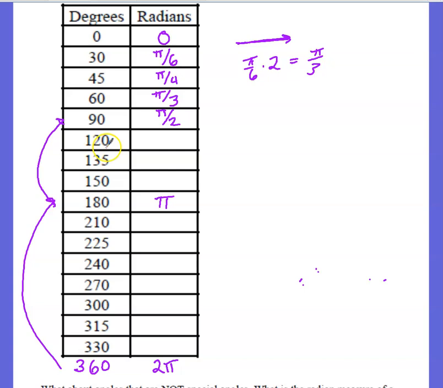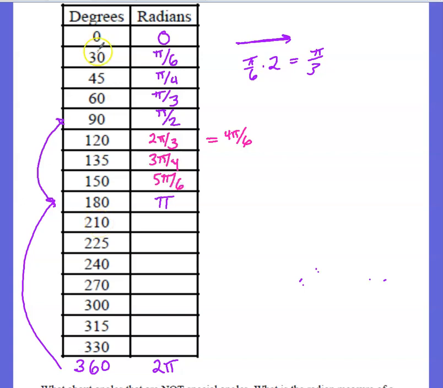I did 120 by taking 60 times 2. That would be 2 pi over 3. You could also have done 30 times 4, but you would have had 4 pi over 6, which, of course, you should reduce. We will always reduce in this class to 2 pi over 3. Anything that ends in a 5 is always a multiple of 45 for our chart. So this is 45 times 3. So this guy was 3 pi over 4. 150, 30 times 5, so 5 pi over 6.